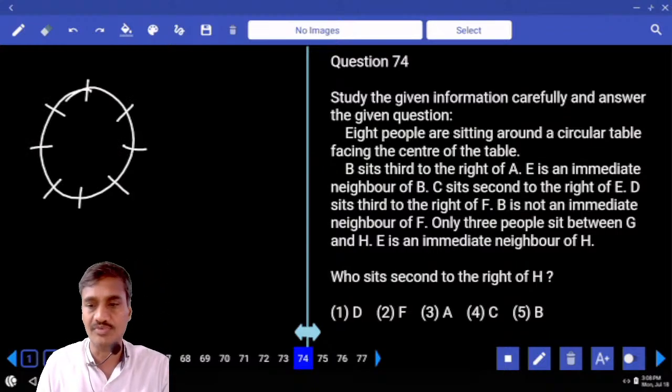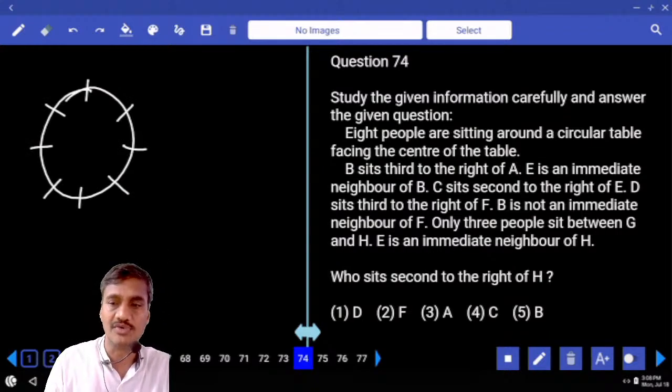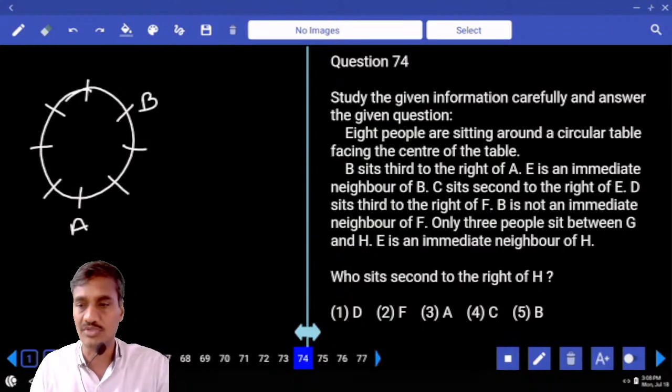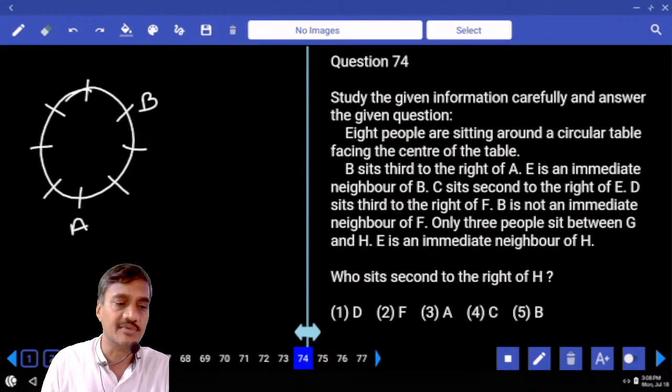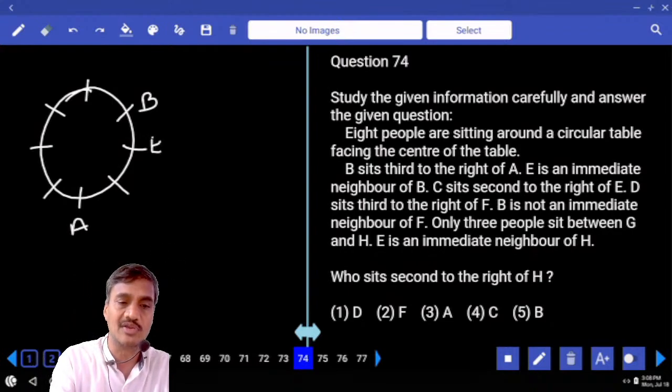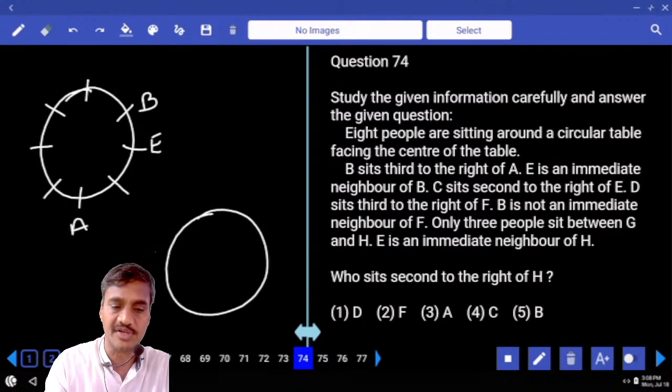Then coming to condition number 1, B sits to the right of A. Now A is here. Now B sits to the right of A, B will be here. B sits to the right of A. E is an immediate neighbor of B. How many possibilities do we have? 2 possibilities. Whether E is to the immediate left of B or E can be to the right hand side.